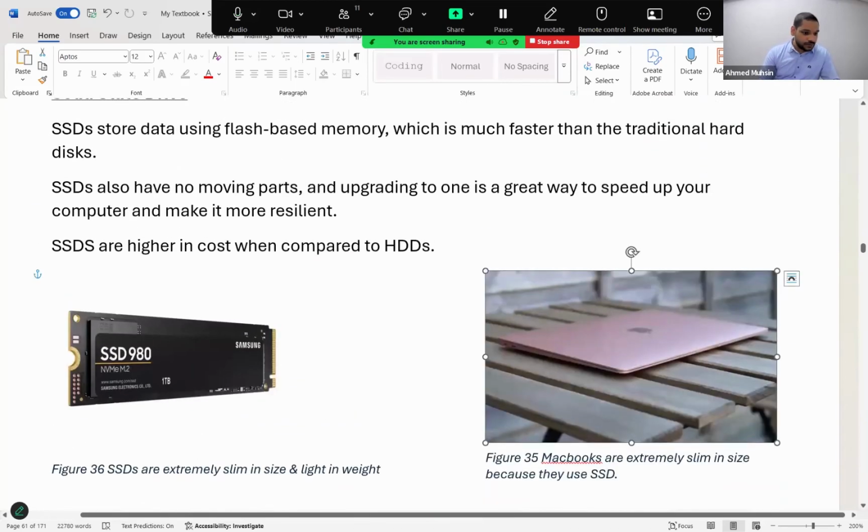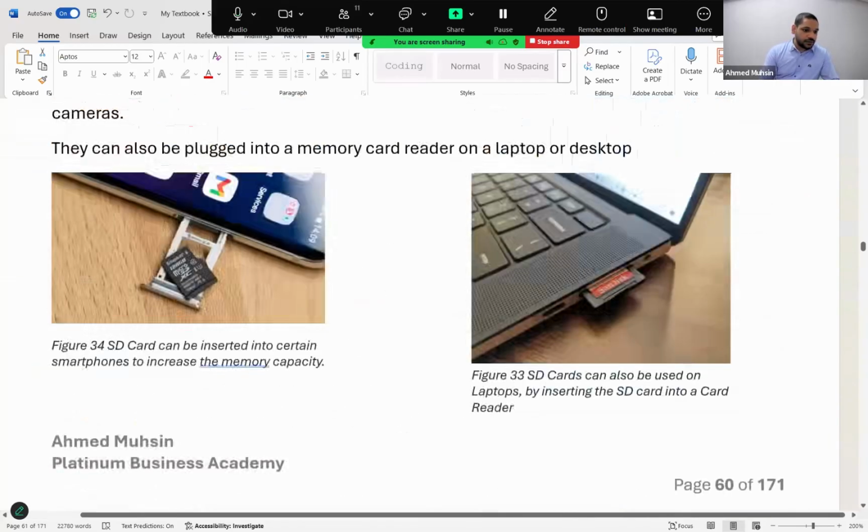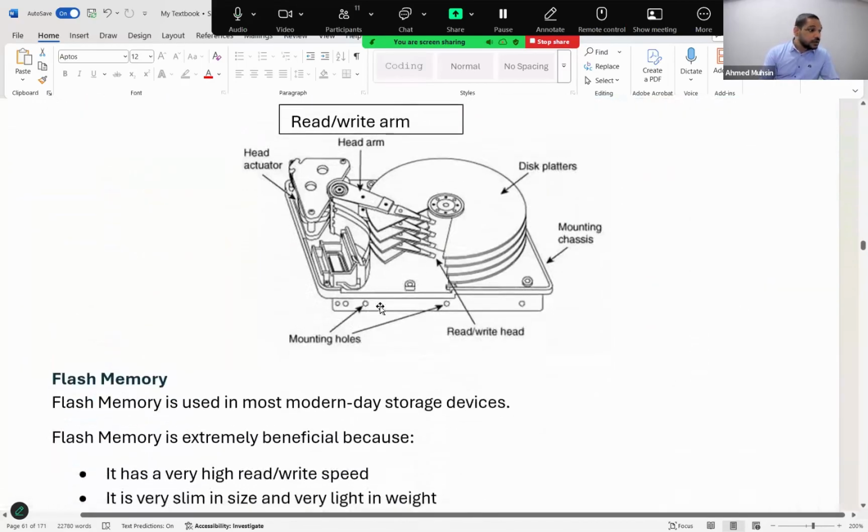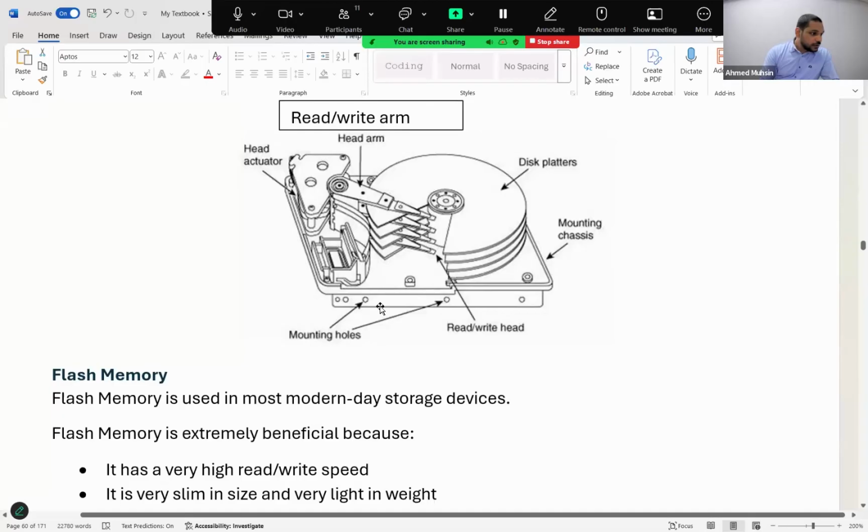No, SSD has a high cost compared to HDDs, yeah. Hard disk drives. Hard disk drive is the hard disk. So you can say hard disk drive or you can say hard disk, okay?